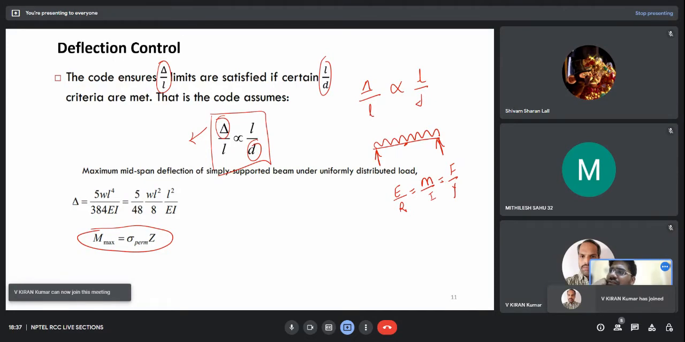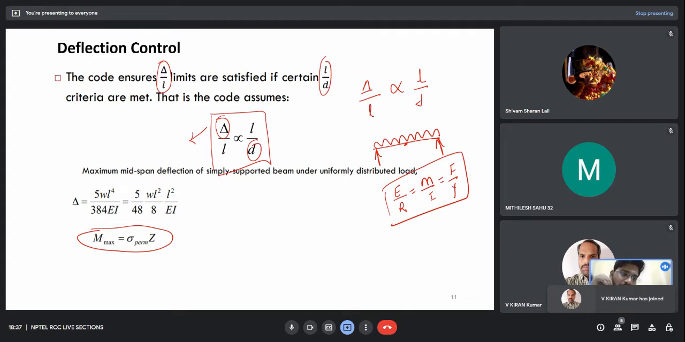You know what this is? This is the flexural formula, and the way I have remembered it is very funny, but the important thing is you should remember it and not how you are remembering it. So I have remembered it in this fashion.